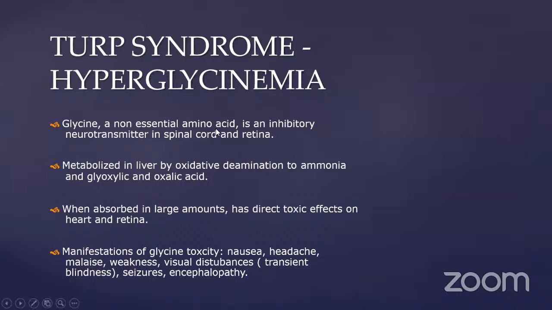TURP syndrome and hyperglycinemia. Glycine is a non-essential amino acid and is an inhibitory neurotransmitter in the spinal cord and retina. It is metabolized by the liver by oxidative deamination, separated into ammonia and glyoxylic acid, which leads to formation of oxalic acid. When absorbed in large amounts, it has direct toxic effects on the heart and retina. Manifestations of glycine toxicity are nausea, headache, malaise, weakness, and visual disturbances. The blindness is transient, and seizures and encephalopathy can occur.